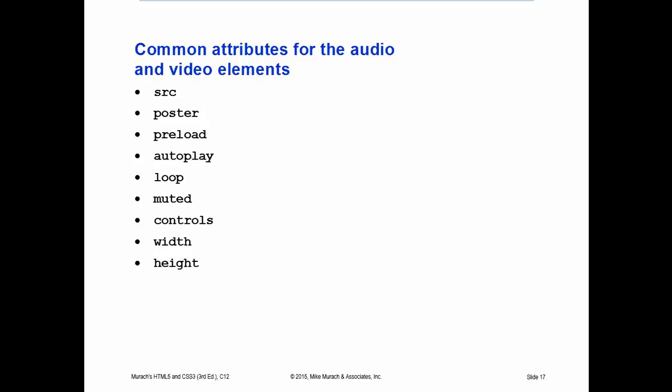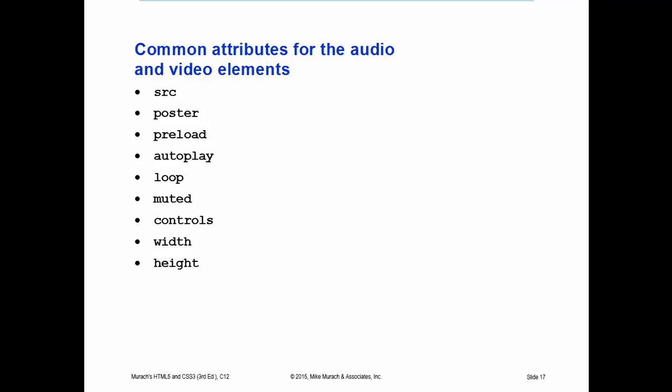So if we look at this, we've got source, which is the URL of the source file to be played. Poster, supported only by the video element, allows you to have an image that will be shown before the video is played. Preload can tell the browser whether to preload any data, and it has attributes, the default of none. Metadata, where it only preloads metadata like dimensions and track lists, or auto, where it preloads everything it can.